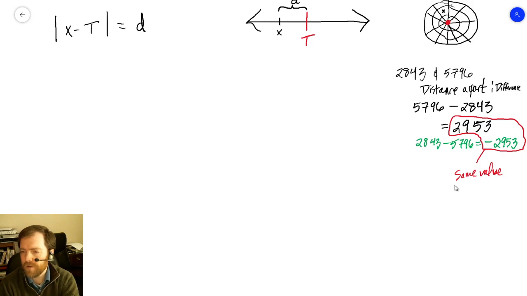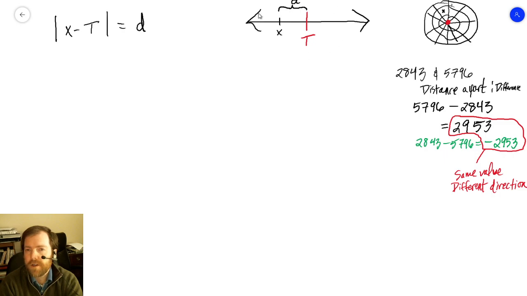But the only thing that's different is the direction. So we've chosen to go in a different direction in the case where we subtract the larger number from the smaller one. But apart from that, everything's the same.